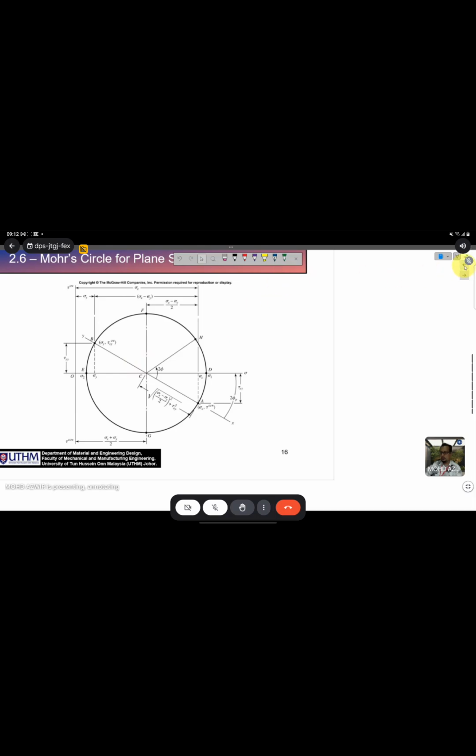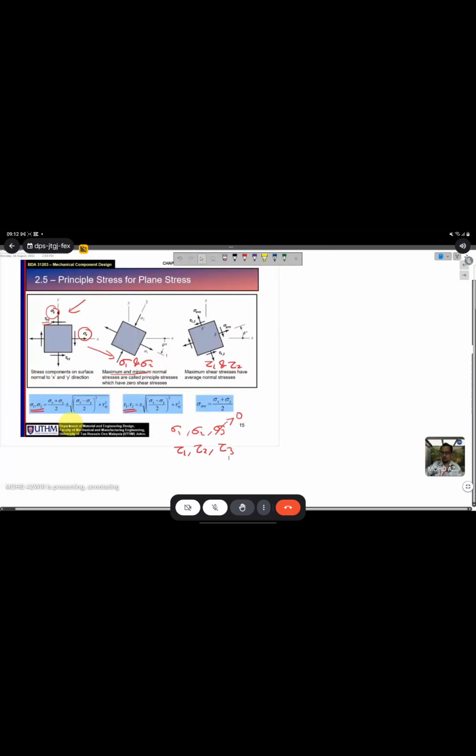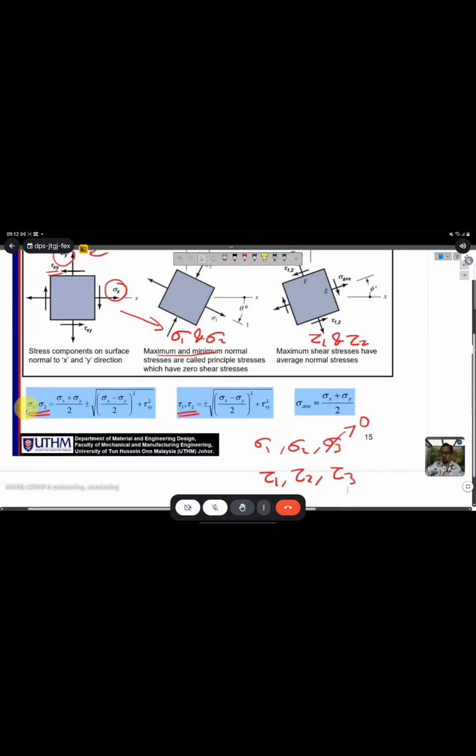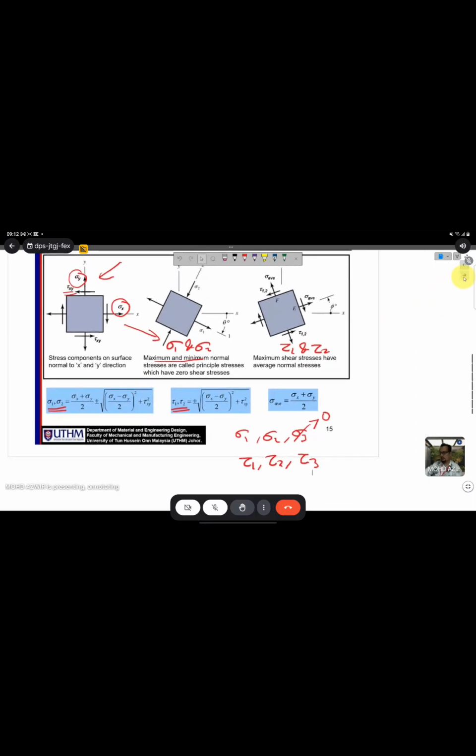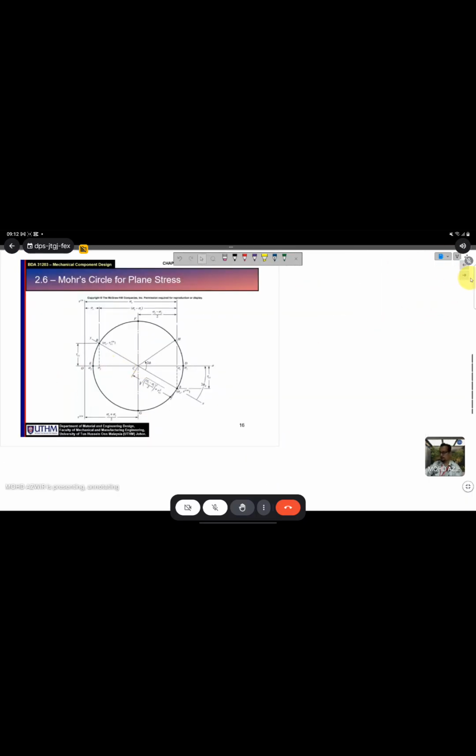You just use this equation to calculate sigma 1 and sigma 2, tau 1 and tau 2. Sigma 1 is sigma x plus sigma y divided by 2, plus the square root of sigma x minus sigma y divided by 2, squared, plus tau xy squared. And then for sigma 2, this answer minus this value. You get your sigma 2. So actually, you get the same answer as if you're using the Mohr circle.